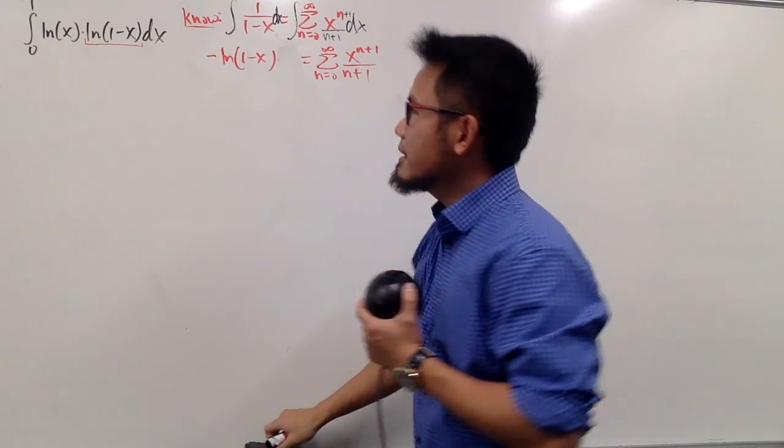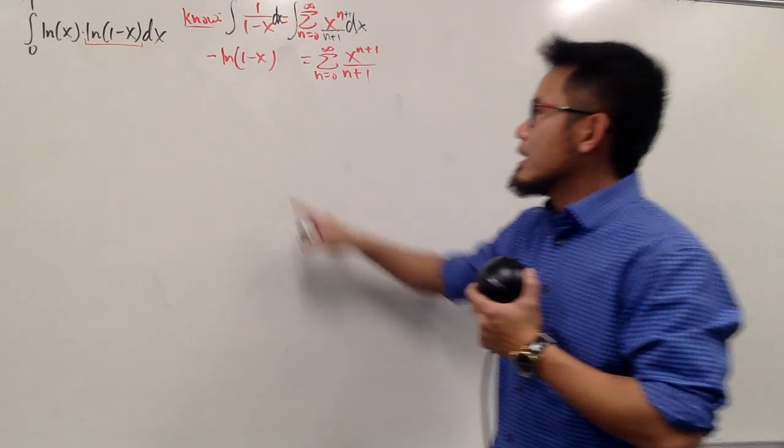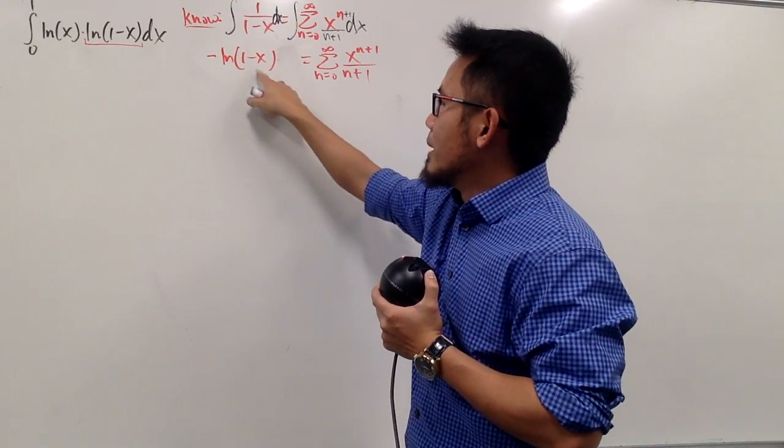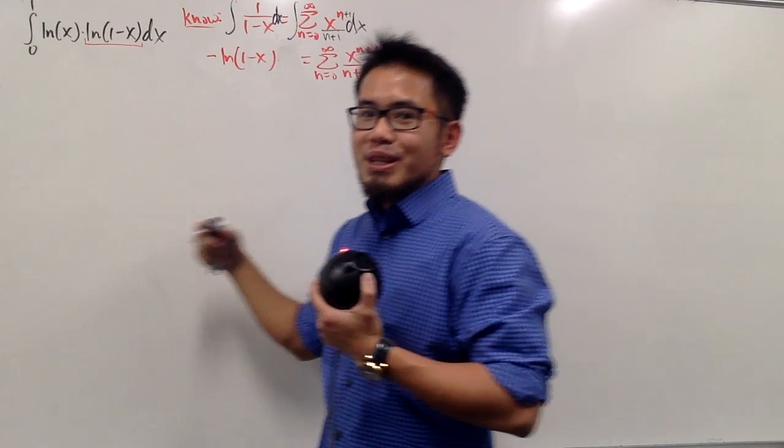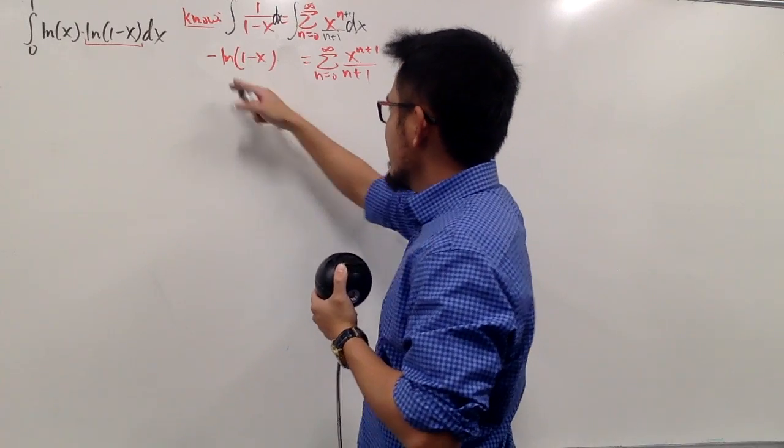So I will erase all that. And you see that I have negative ln of 1 minus x. This is just a positive version. So if you would like, you can just multiply by negative 1 on both sides.